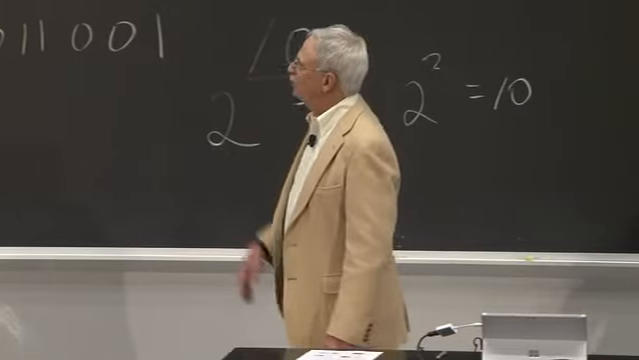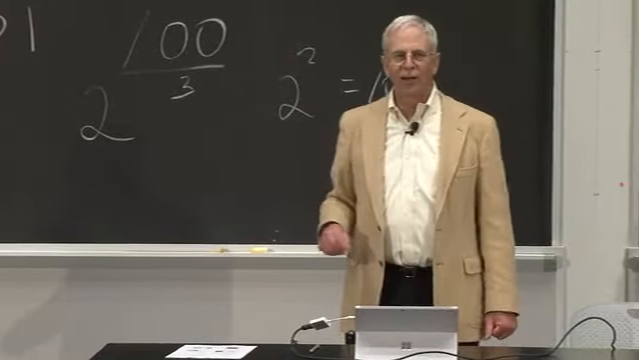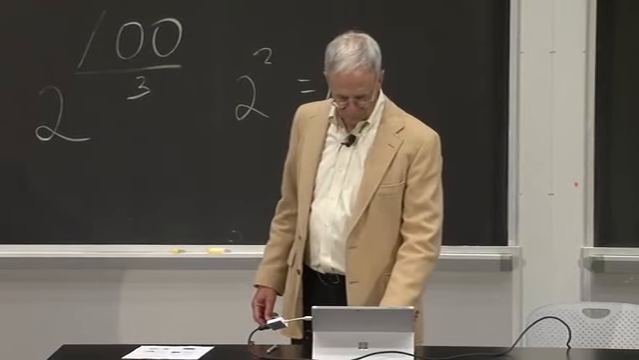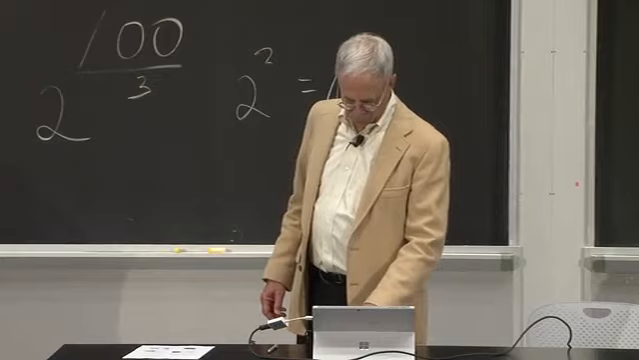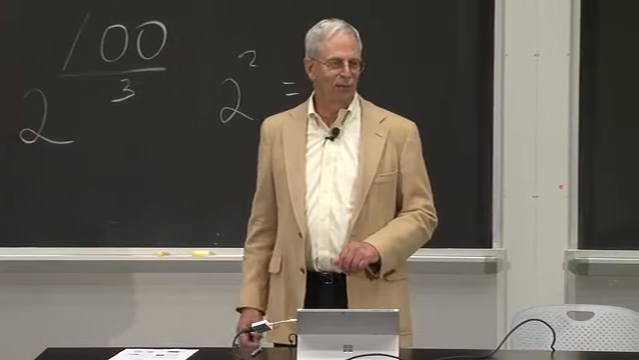So here's a menu I just made up of wine, beer, pizza, burger, fries, Coke, apples, and a donut. And the value I might place on each of these and the number of calories that actually are in each of these. And we're going to build a program that will find an optimal menu. And if you don't like this menu, you can run the program and change the values to be whatever you like.